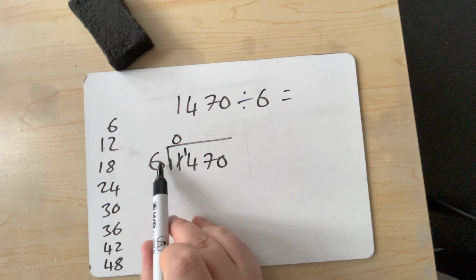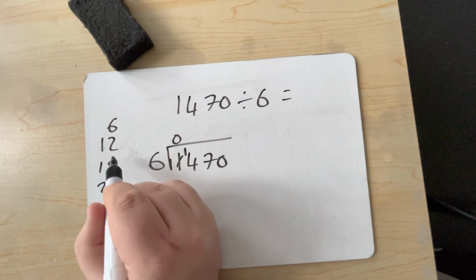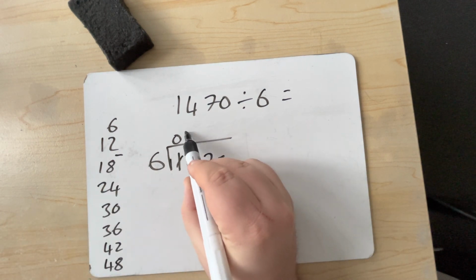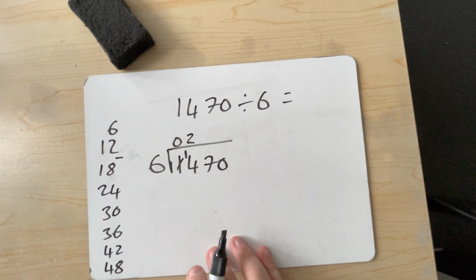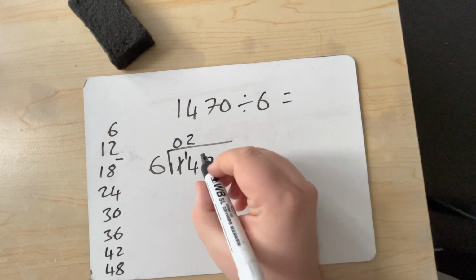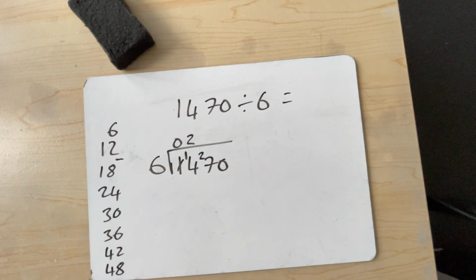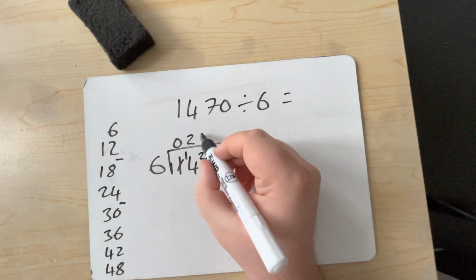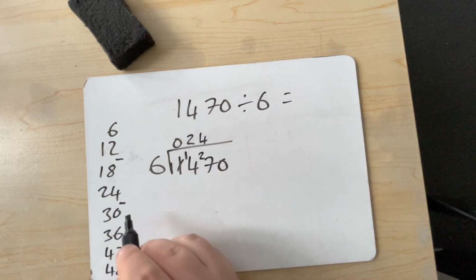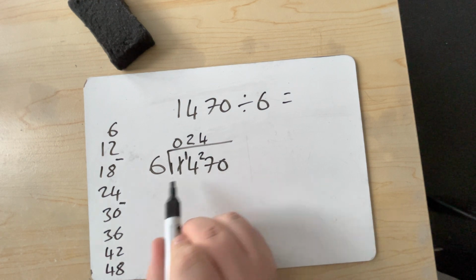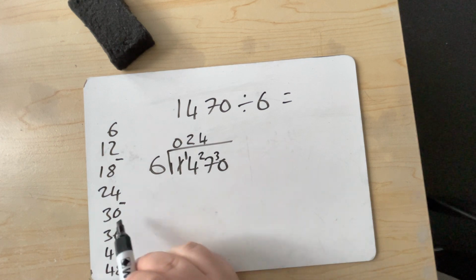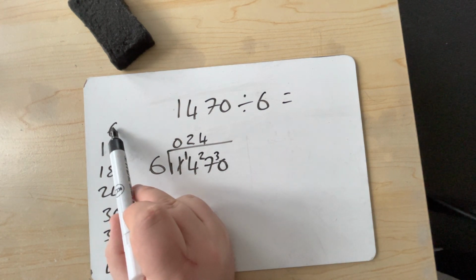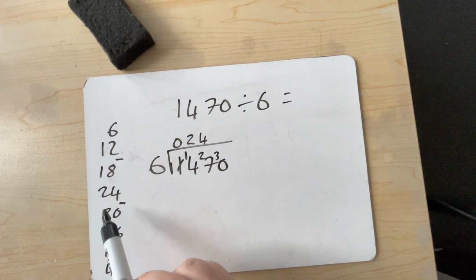I want to make groups of 6 with 14. Well, 14 goes in between here, so it's going to be 2. Now, I had 14, I've used 12, so 2 moves across. So 27 is between this point here, so we're going to have a 4 here. Now, I had 27, but I used 24, so that means there's going to be 3 left, and you can see 30's there, so 1, 2, 3, 4, 5.